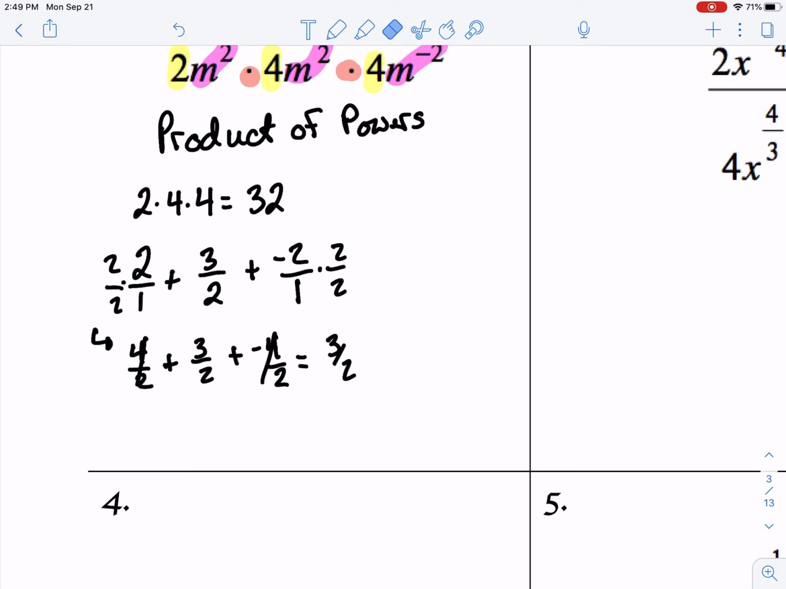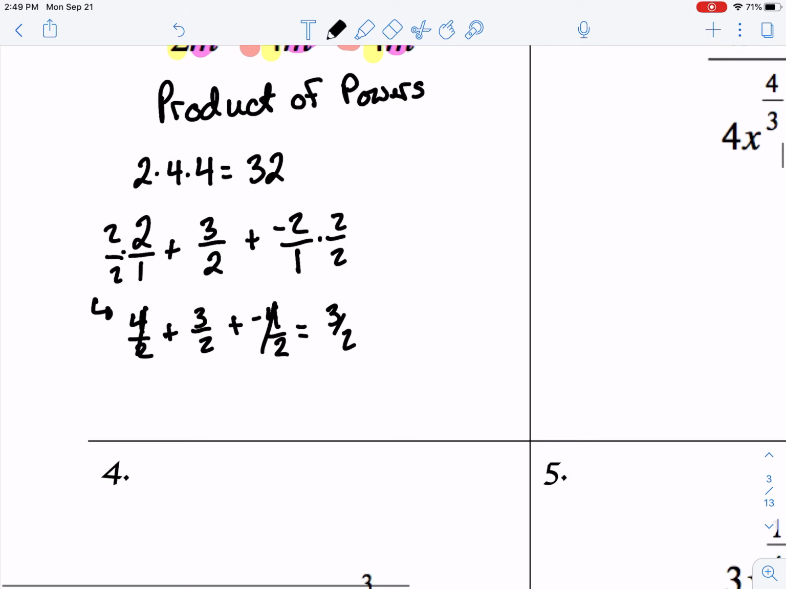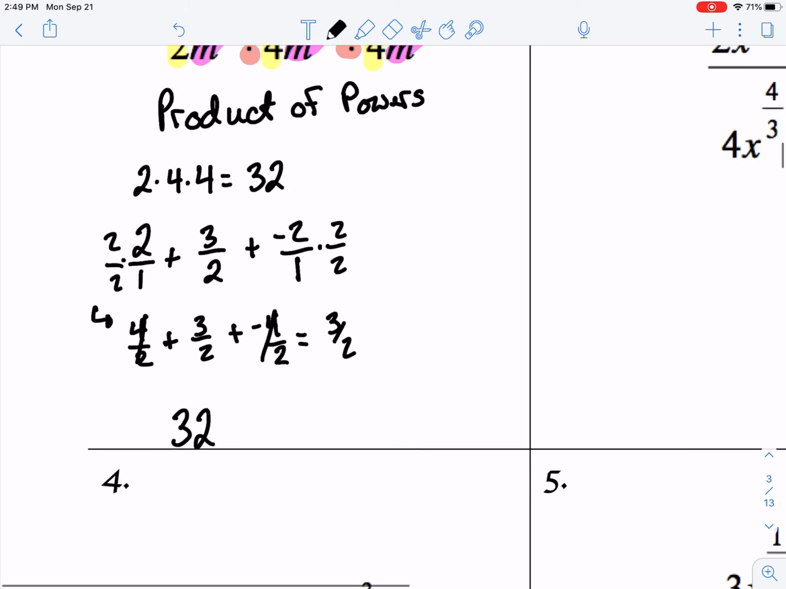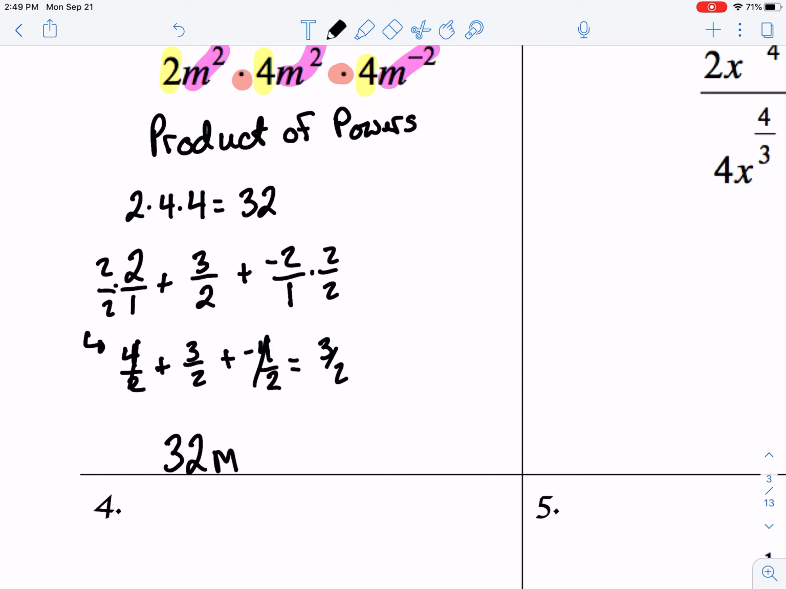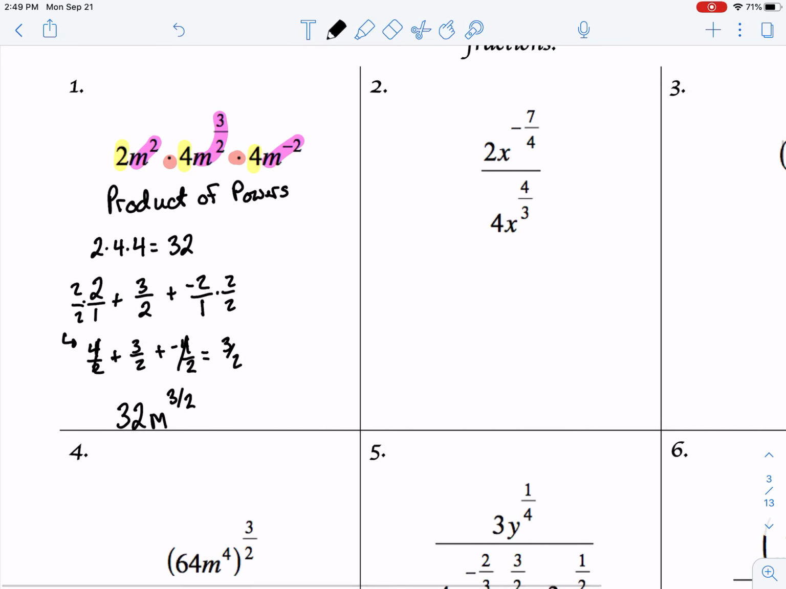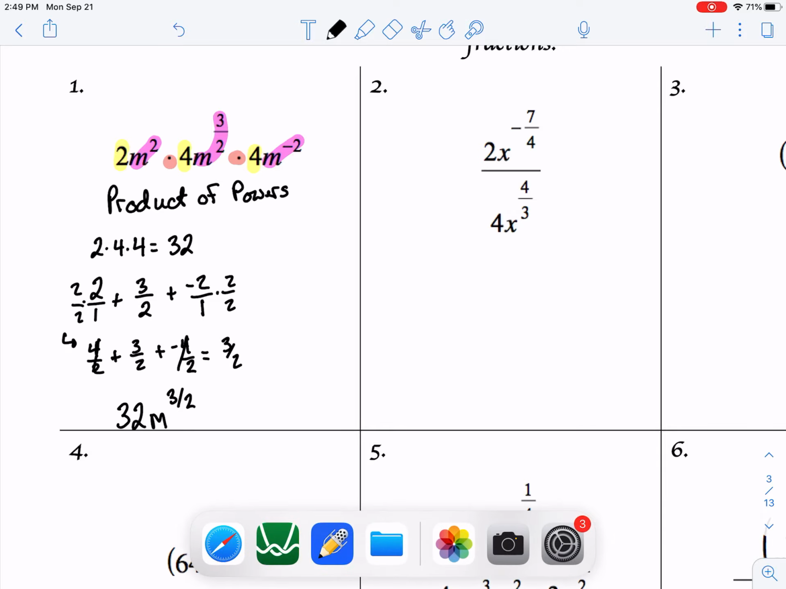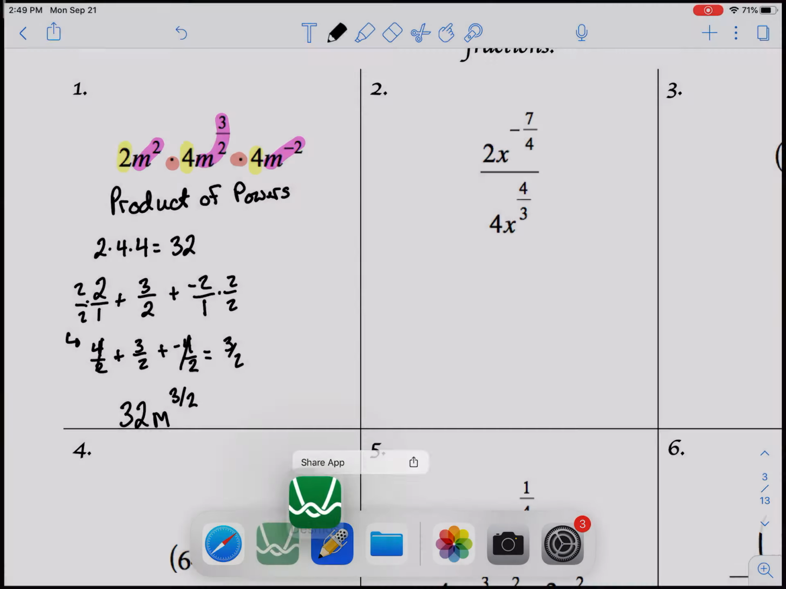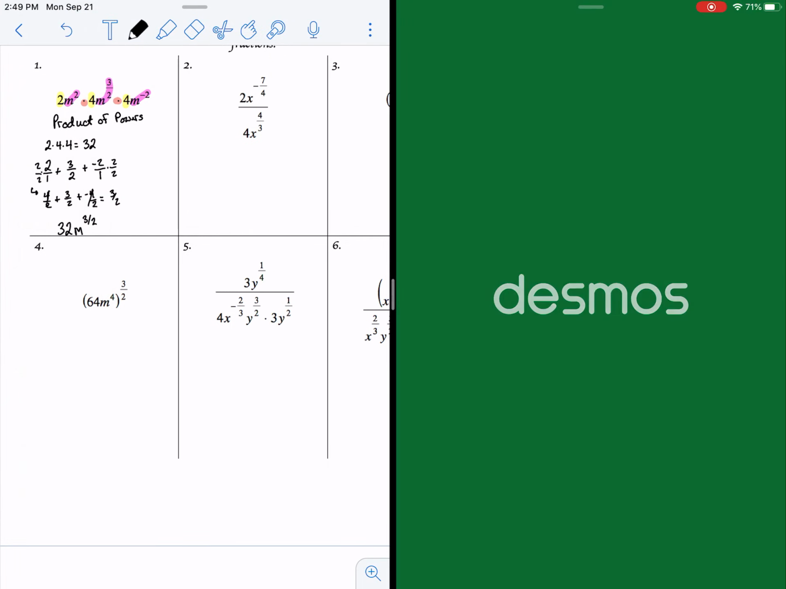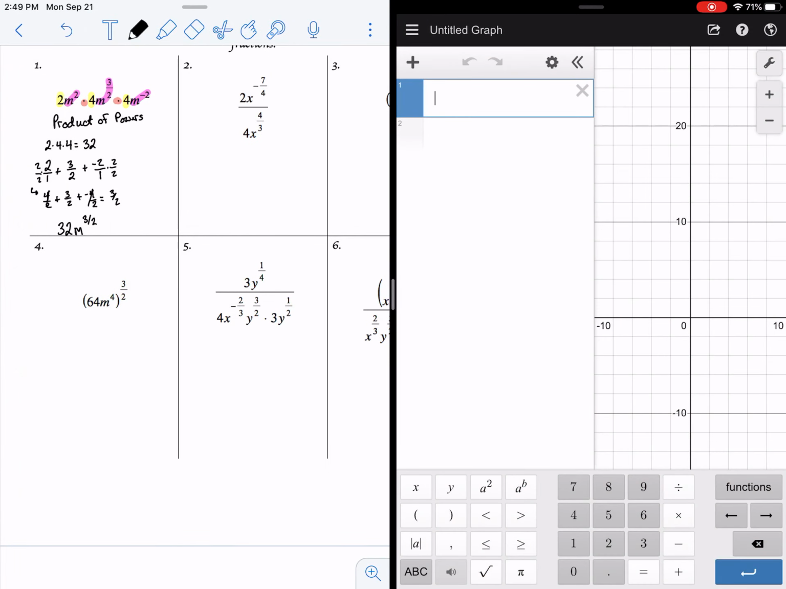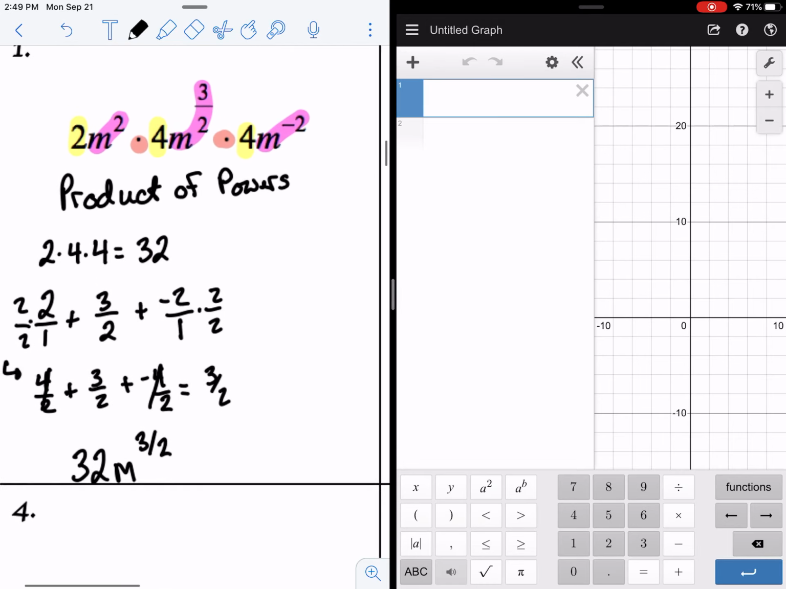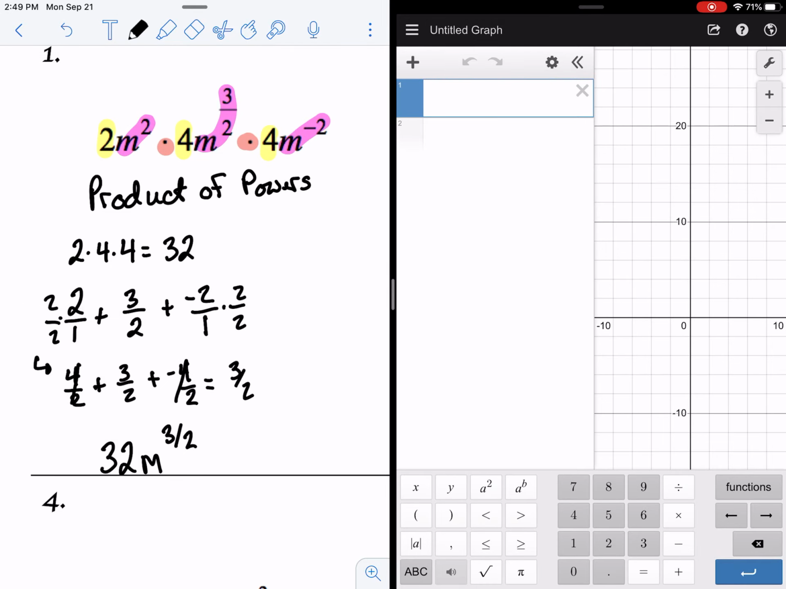All right, and then you just put everything together. So we'll have 32, our variable was m, raised to the 3/2 power. Now, some teachers might make us do a whole bunch of problems. Again, if I can simplify things, I like to simplify things. So we want to type, right, we're simplifying here.